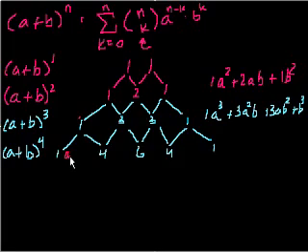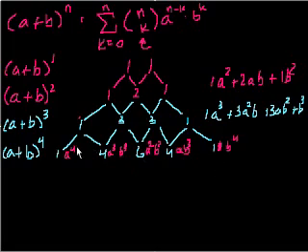a to the 4th, b to the 0, plus 4a cubed, b squared, b to the 1, plus 6a squared b squared, which makes sense that this is the middle number, and a and b have the same exponent at this point. And then plus 4a, we decrement it, b cubed, plus b to the 4th, 1b to the 4th, right? A to the 0, so that's why we didn't write it there. So 1b to the 4th.